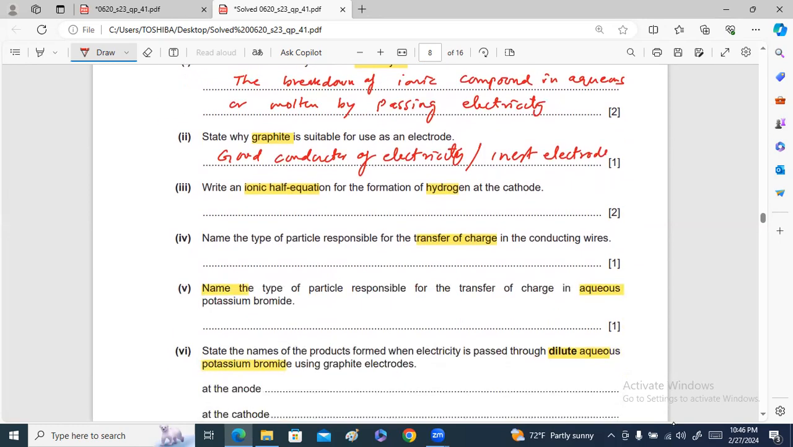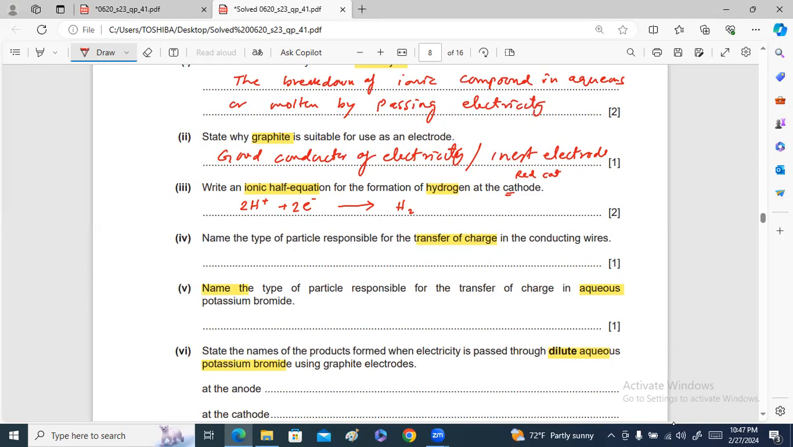All right, an ionic half equation for the formation of hydrogen at cathode. So this is the hydrogen. You will get the hydrogen on the right hand side, and you know that in the electrolysis, it comes from H positive. So if you add one electron, you will get one hydrogen. So theoretically, you have to balance this equation. 2H positive plus 2 electrons gives H2. At cathode, there is reduction, and reduction is gain of electrons. So 2H positive plus 2 electrons, hydrogen.